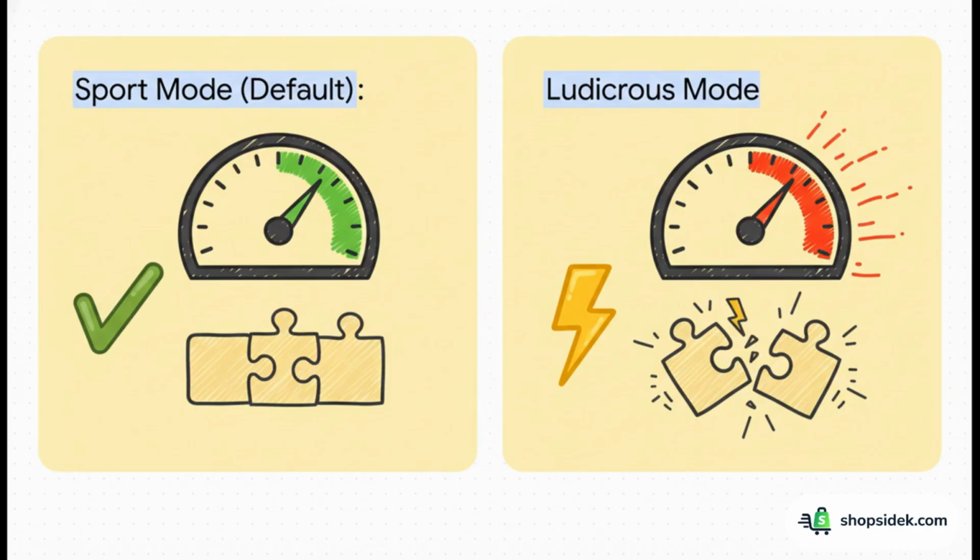One of the most unique things about Turbo is these performance modes. Sport is the default setting. It's fast, super stable, and it plays nice with all your other apps. But then you have ludicrous mode. This uses a fancy trick called page preloading that makes your site feel practically instantaneous. The catch? It can sometimes break other apps, so you have to test it really carefully.